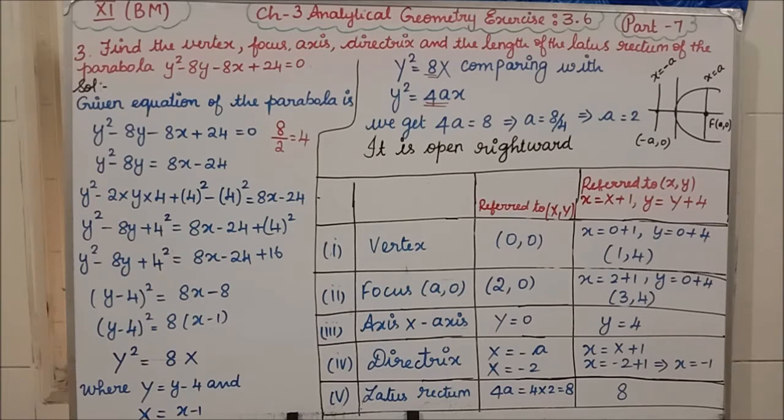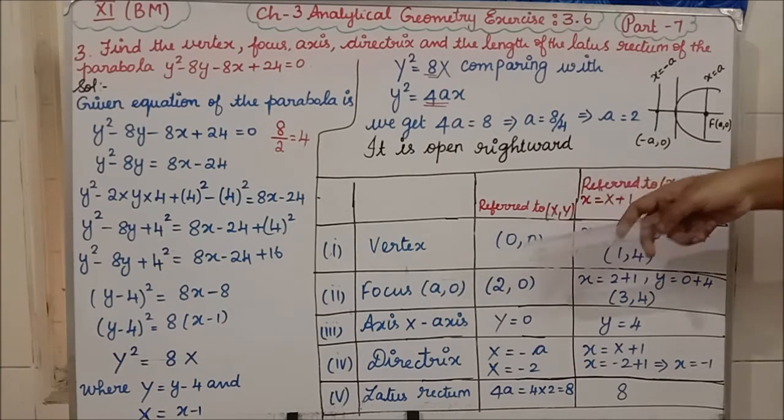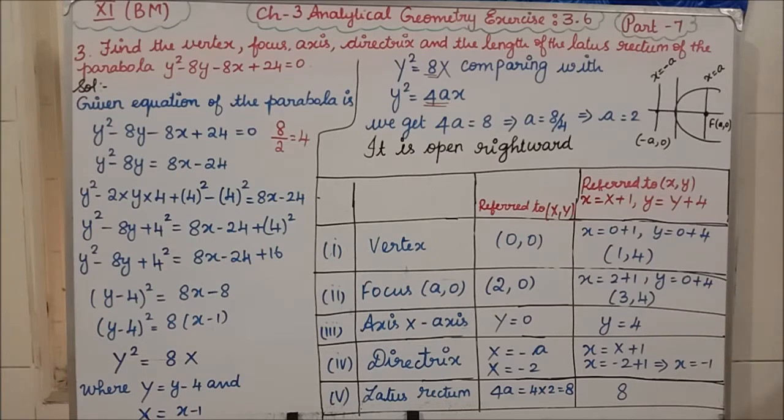Okay, now what we have to do means first we have to use a tabular column. I am going to find vertex, focus, axis, directrix, latus rectum. First I am going to refer for capital X comma Y here. Now what did I get? Capital Y equal to y minus 4, isn't it? How am I going to change it, I need only small, here I refer for capital X comma Y, here I refer for small x comma y.